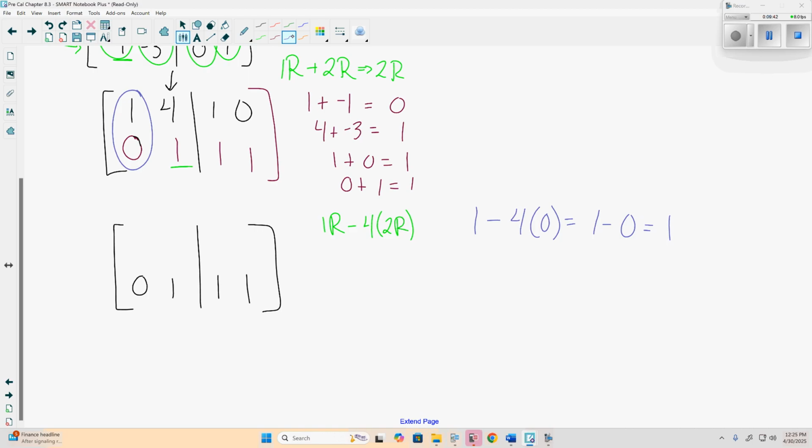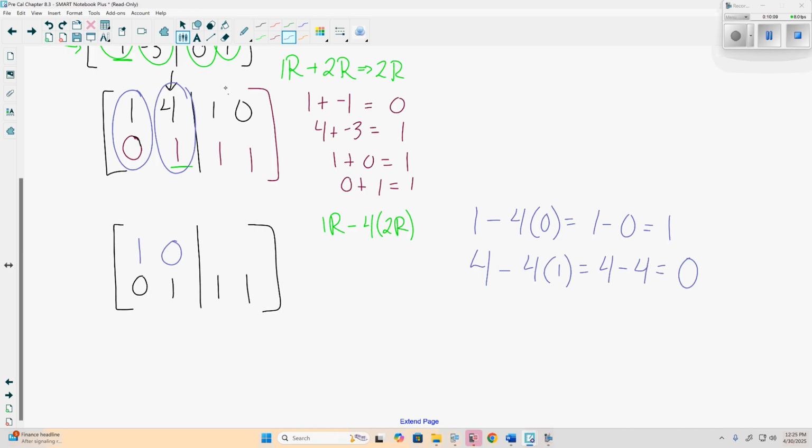Now our new first value is still 1. We'll move on to the second. Our first row's value is 4 minus 4 times the second row's value, which is 1. 4 times 1 is 4, and 4 minus 4 gives us 0. So now the left side is that identity matrix.